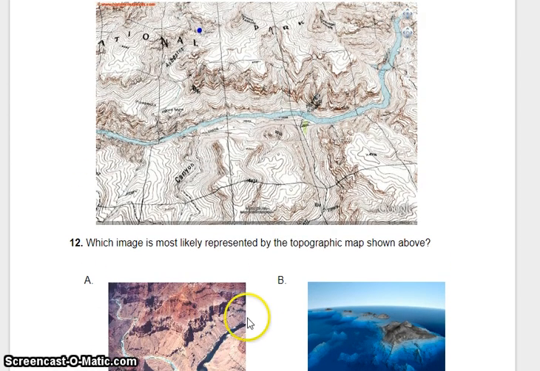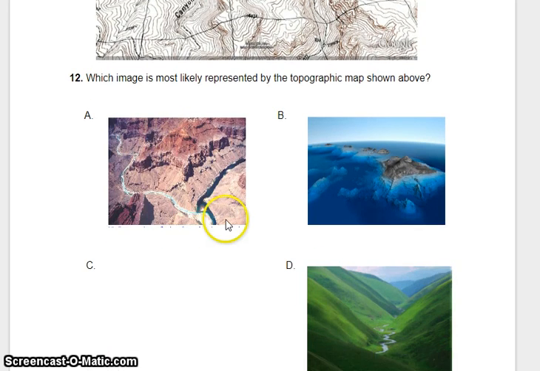Number 12. Which image is most likely represented by the topographic map shown above? So look at this topographic map. Does that look like A, B, or C?